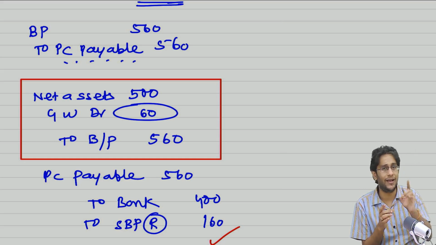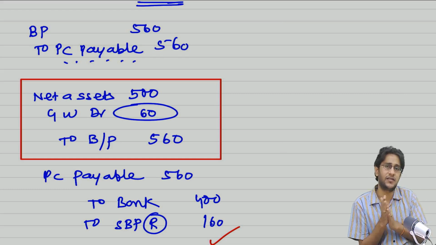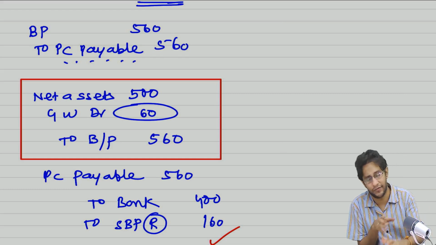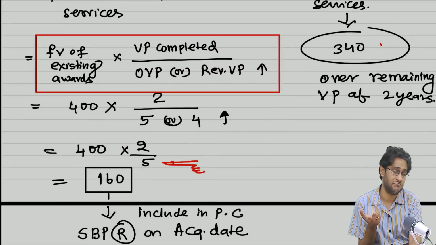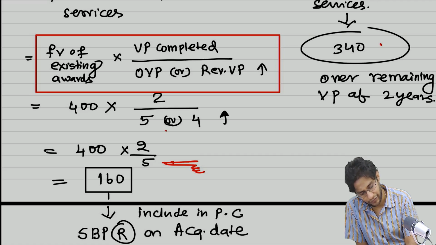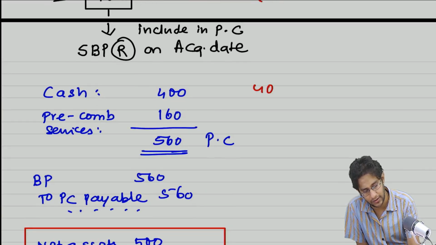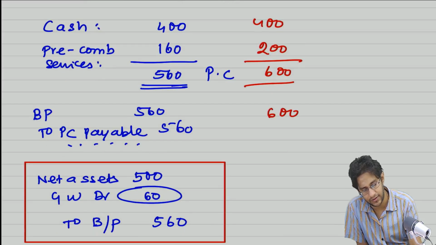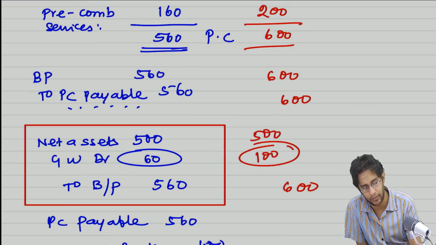Correct? Goodwill cannot be identified, cannot be verified. Goodwill is the least trusted amount in the balance sheet. Now, here you observe. Suppose 5 is technically incorrect, because the ultimate ESOP's vesting period is not 5, it's only 4. I ignore 5 and I take 4 only. That means I will take 400 into 2 by 4, and I will have an amount of 200. What will happen? My PC will be 400 plus 200, that is 600. First entry I will record with 600. The second entry also will record with 600. Here the moment I write 500, my goodwill number will be 100.